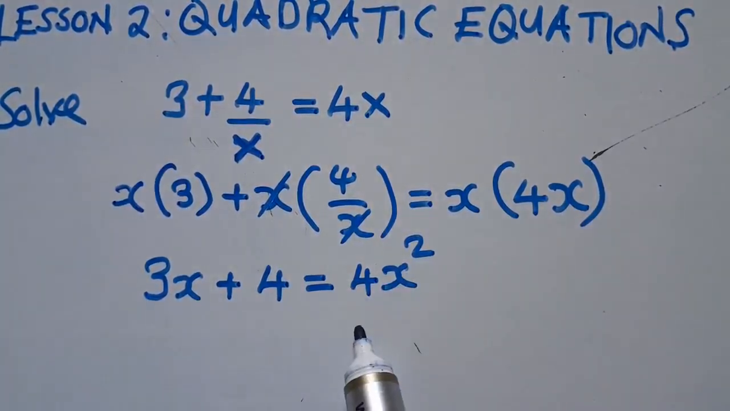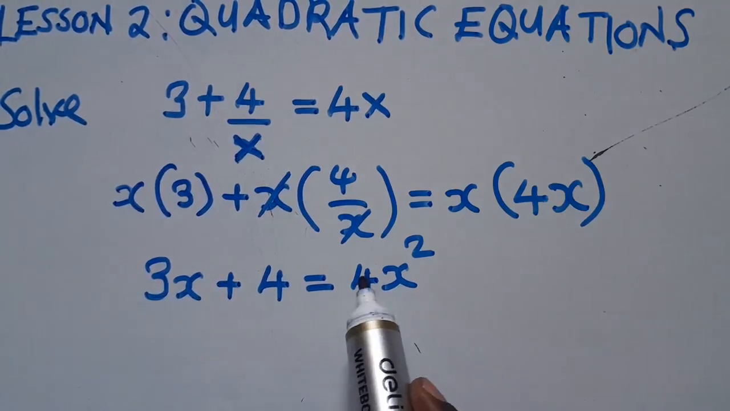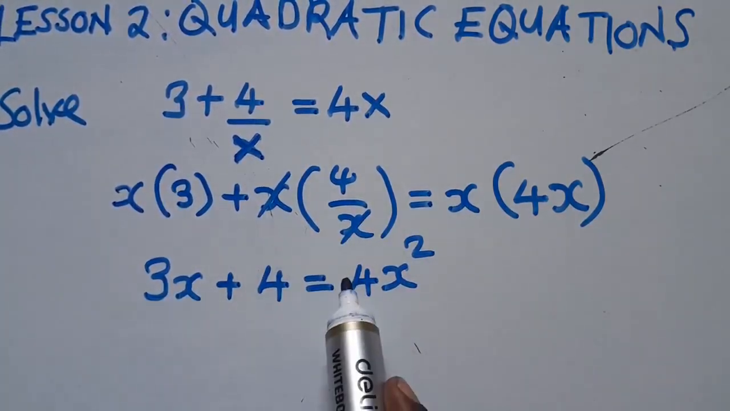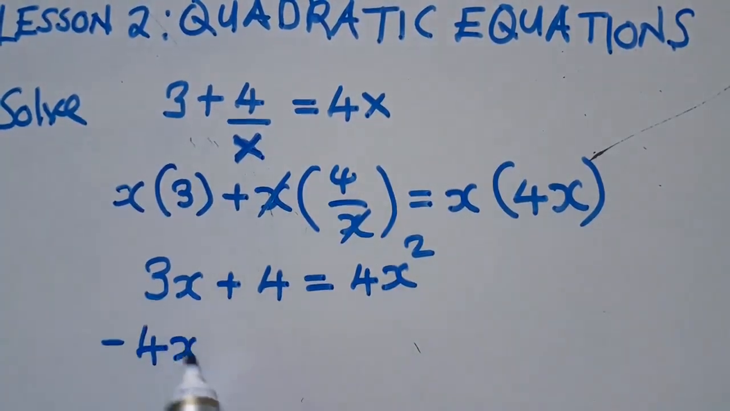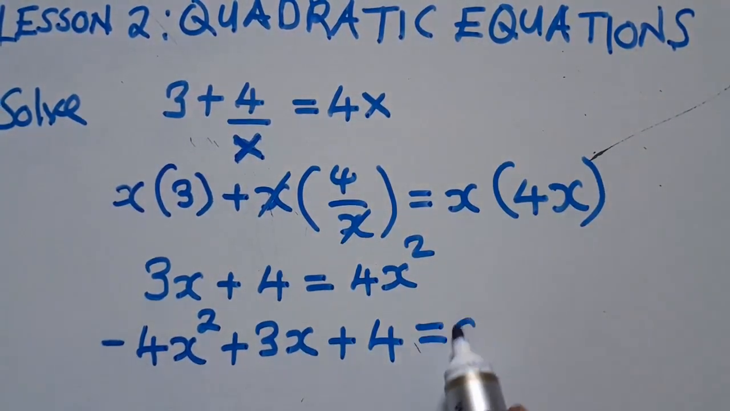You ask yourself, is this written properly? No. We need to start with this one having a square. So this one will come this side. It is a positive. When it comes this side, it's minus 4x squared. These are positives. Plus 3x plus 4 is equal to 0.